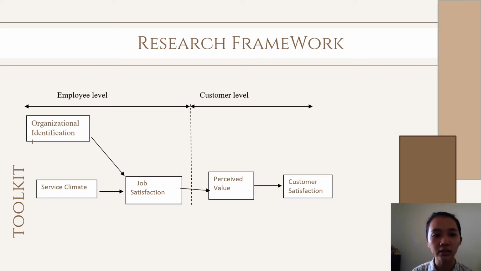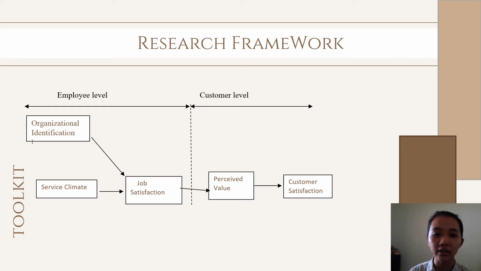This slide shows the framework of this research. For the employee level, the IV1 will be service climate and the IV2 will be organization identification. The DV is job satisfaction. Service climate refers to how the management department treats the employee. Organization identification refers to the psychological thinking of the employee: do they feel a sense of home with the organization?